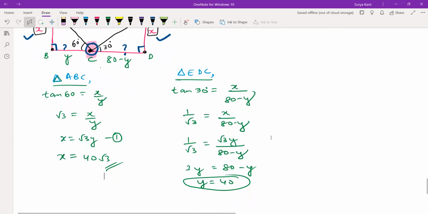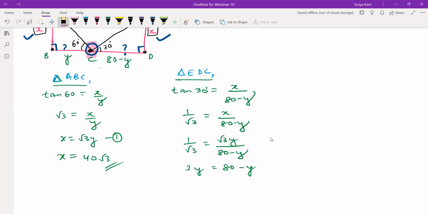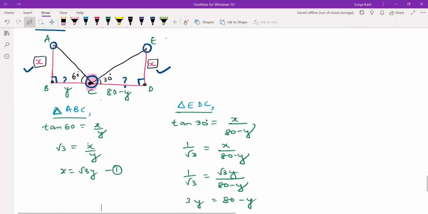Now something is wrong. 2y is equal to 80. It's coming wrong somewhere, right? Achha, y is √3 only, no? x by y, right? See, triangle ABC, tan 60 degrees equals x by y.